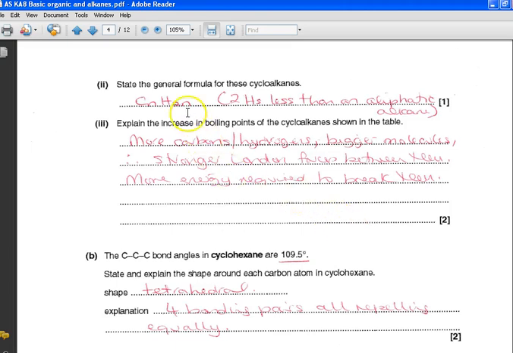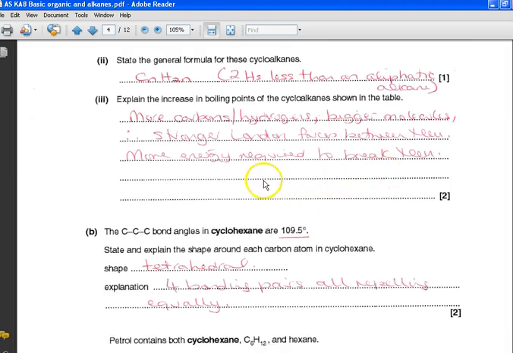General formula: some of you gave the general formula for an alkane, which of course is not correct, because if it's a cycloalkane, you've lost the 2 hydrogens from either end of the chain. So you haven't got the CH3 on the end that you would normally have. So you've got 2 hydrogens less than in an aliphatic alkane.